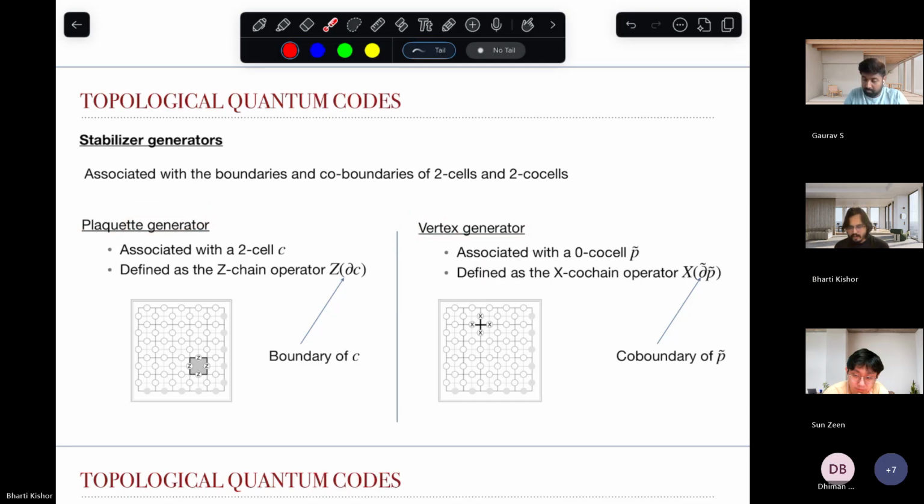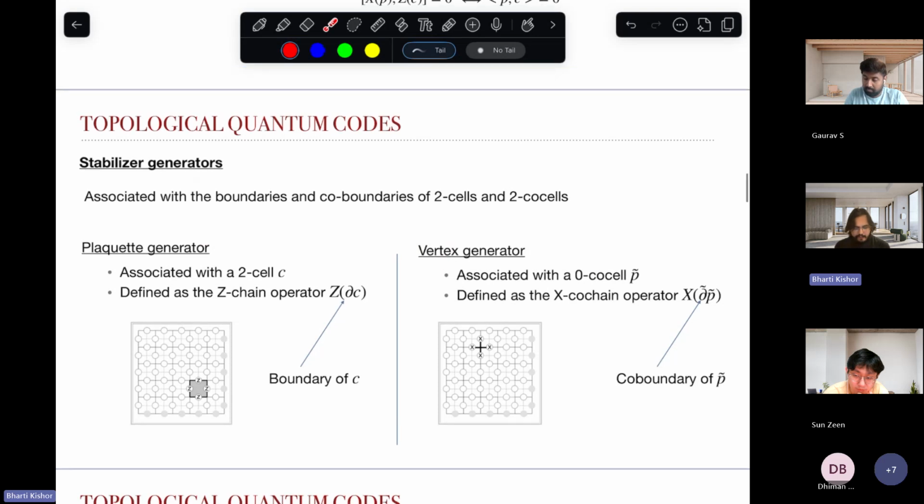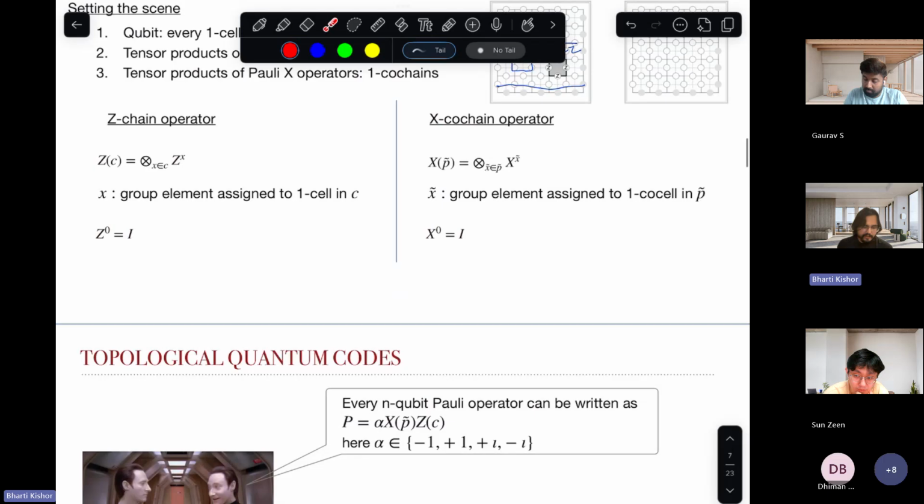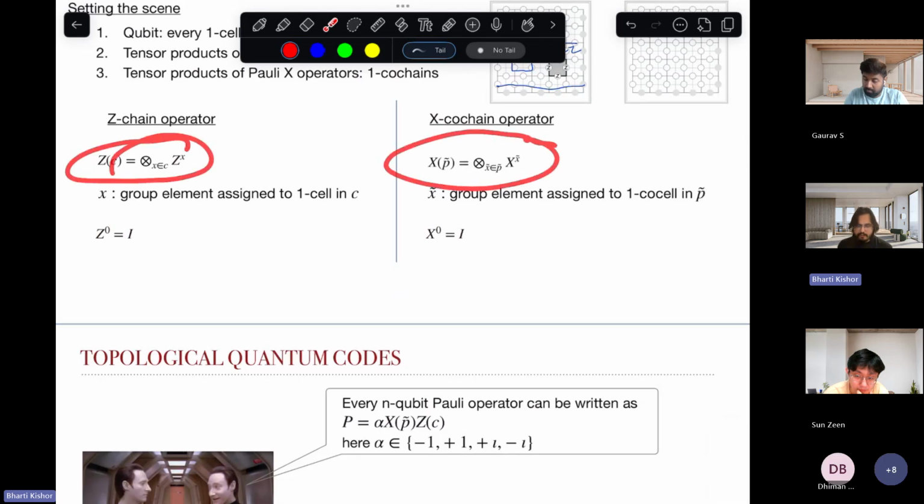Okay. And how do we define this Z and X operator? I mean, we just discussed, right? So I don't need to remind again, but just in case you can define.